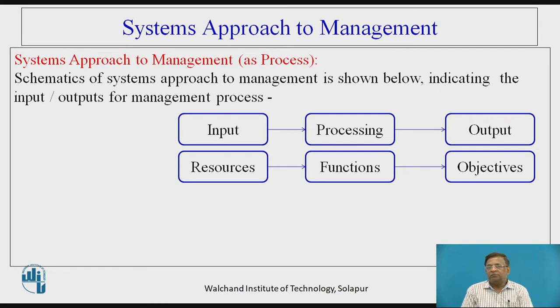Then processing may be something like all different functions that management people carry out. They have certain functions and they execute it. So the execution of those functions is nothing but the processing, we can call as a matter of a system. And output is something in management, you can say, what are the objectives the management people are having. So that is how input we can correlate with different resources. Processing is nothing but different functions, and output you can associate with the objectives.